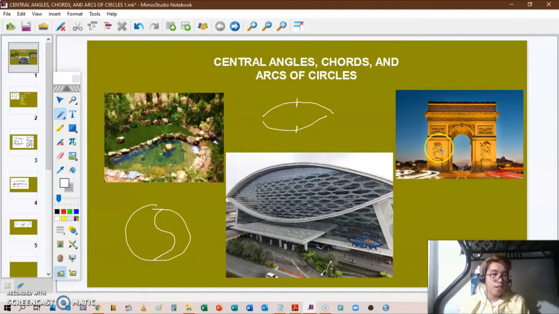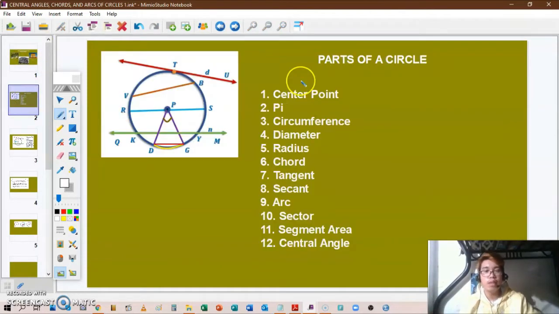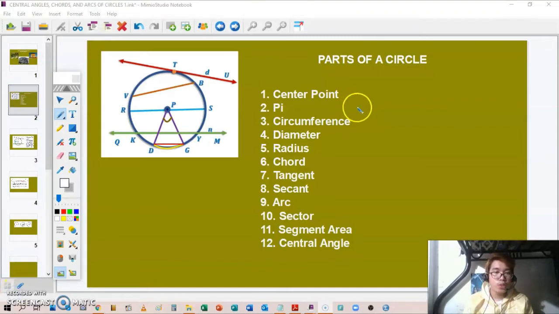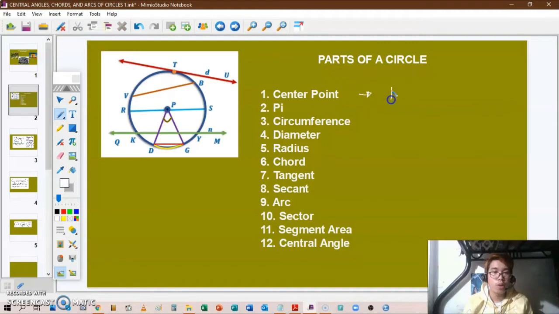And also in France, we have the Arc de Triomphe. So there you go, we have this arc-shaped structure also found in France. There are a lot of different structures, mostly circular structures, that are formed using arcs, and we're going to dive deep into those details on the different parts of a circle. For the first part of a circle, we have the center point. For this circle, it's going to be point P.